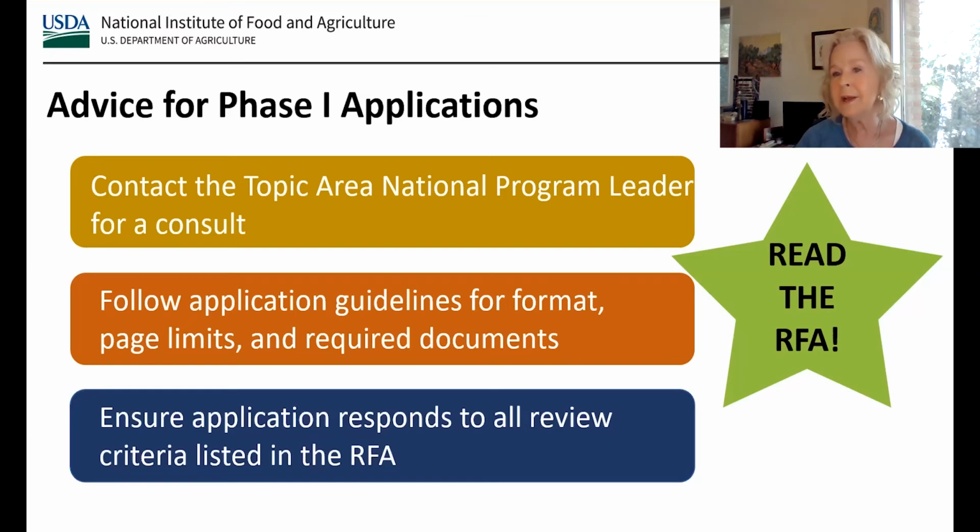Within that RFA is also a longer description of our topic areas. So you can review those topic areas, and if you see a topic area in which your project fits, then contact the national program leader for the topic area. They are also listed in the RFA. And ask for a consult. The way I often advise people to do that is just to send an email with a simple informal summary of your project, just 1 paragraph, maybe 2, and ask that national program leader for a consult.